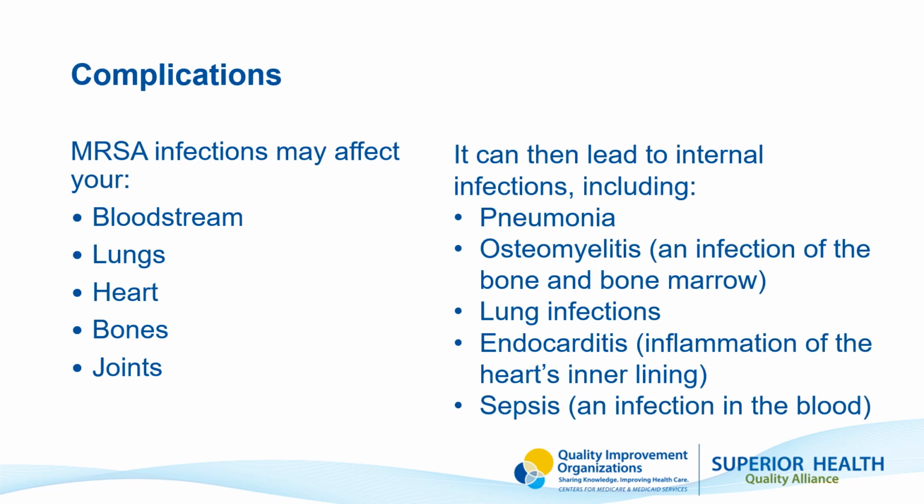MRSA infections may affect your bloodstream, lungs, heart, bones, and/or joints. It can then lead to internal infections, including pneumonia, osteomyelitis, an infection of the bone and bone marrow, lung abscess infections, endocarditis, which is inflammation of the heart's inner lining, or sepsis, an infection in the blood.